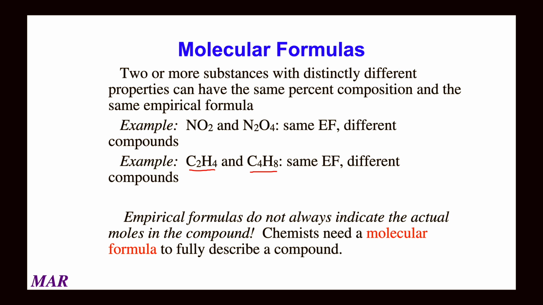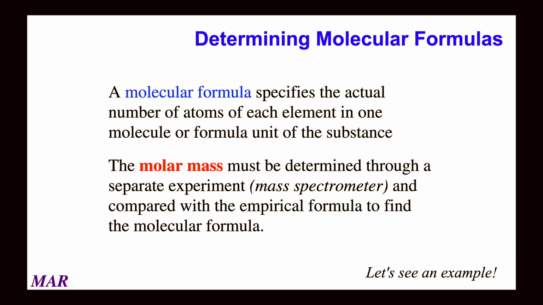C2H4 and C4H8 would have the same percentages by mass, same percent carbon, same percent hydrogen. They have the same empirical formula, but they're different compounds. So this is where the molecular formula is really helpful. The molecular formula represents the actual number of atoms. So that's why N2O4 would be different than NO2. All right, N2O4 is heavier, etc., etc.